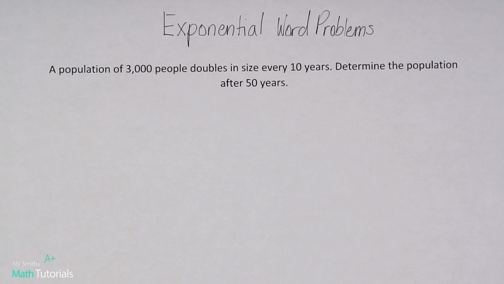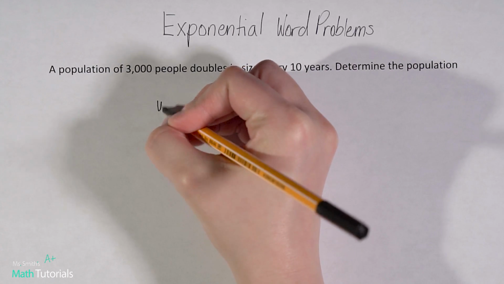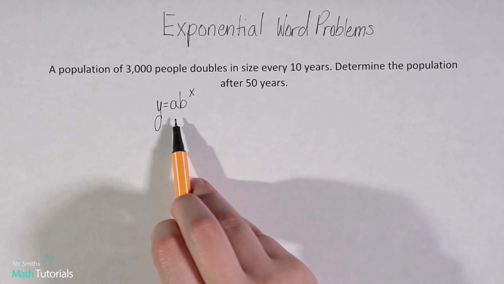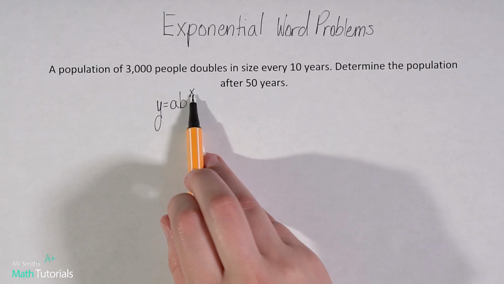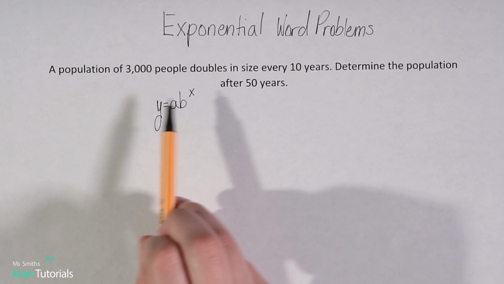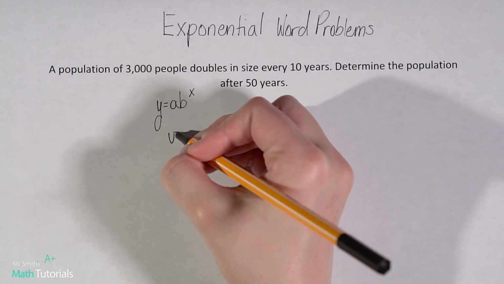Okay? So, starting with this first one, a population of 3,000 people doubles in size every 10 years. Determine the population after 50 years. So, this is an exponential word problem, so we're going to be using our formula, y equals a times b to the power of x. So in my last video, you'll recall we said A is always our starting point, B is our rate of change, and X is our time. So we need to figure out each of those three things, plug them into this formula, and solve to figure out our answer.